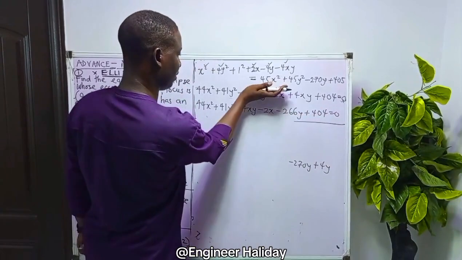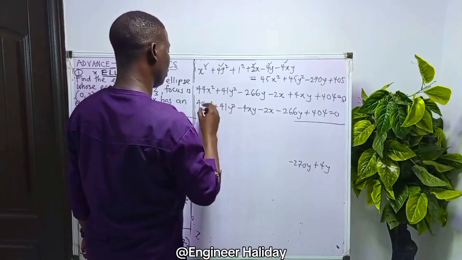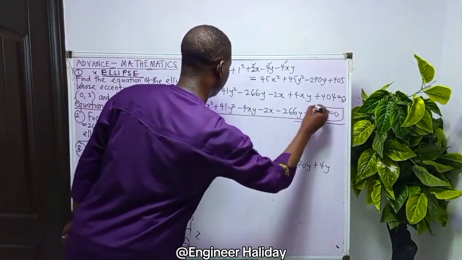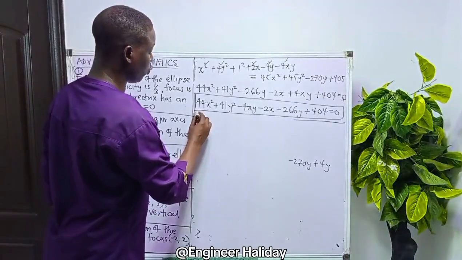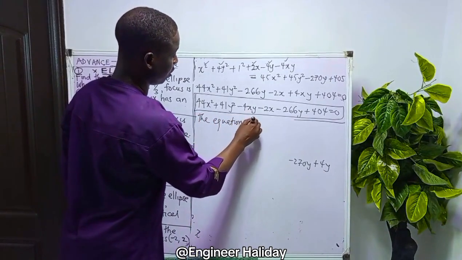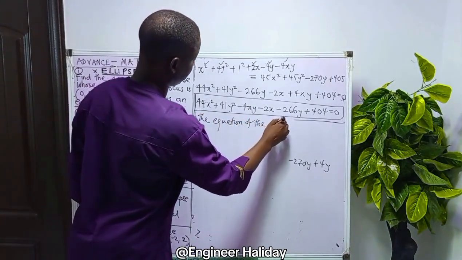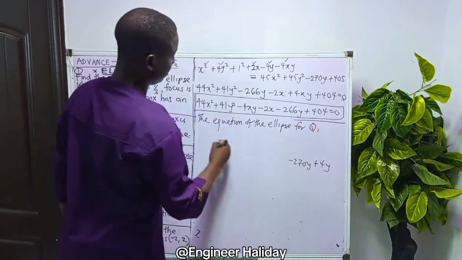So just recopy everything here and you get your answer. I don't think we are going to have any problem with this. Just watch the video. The equation of the ellipse for question 1 is this.